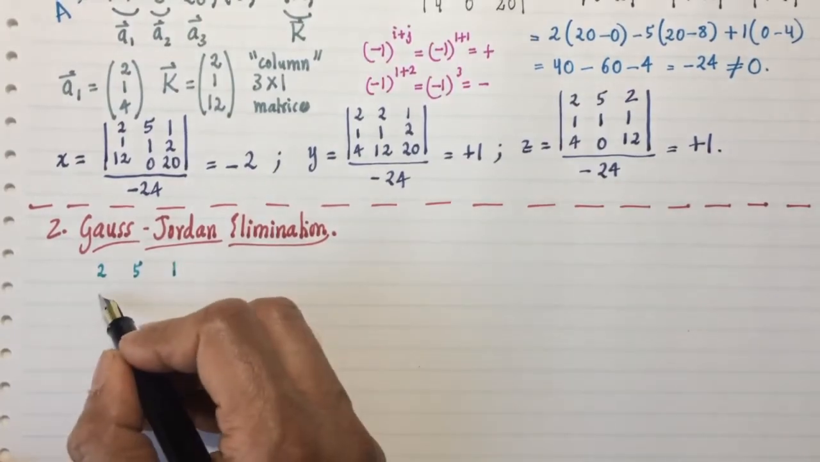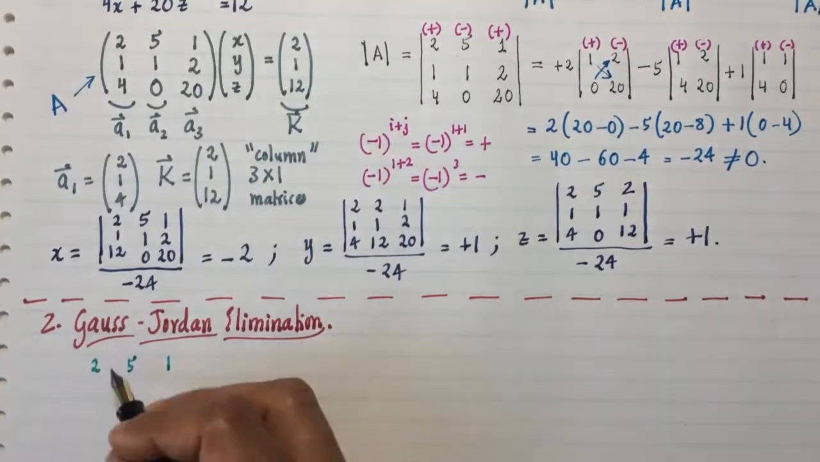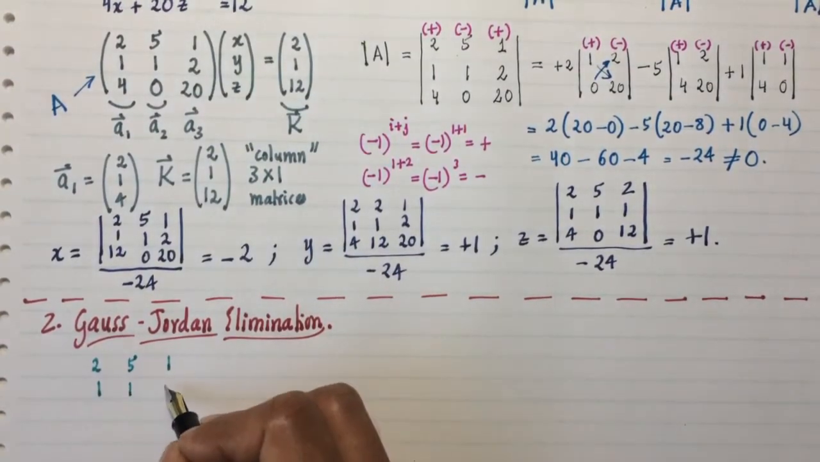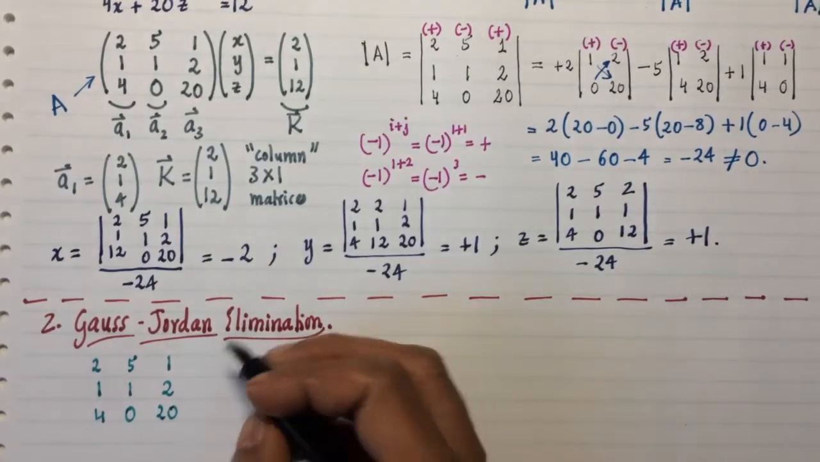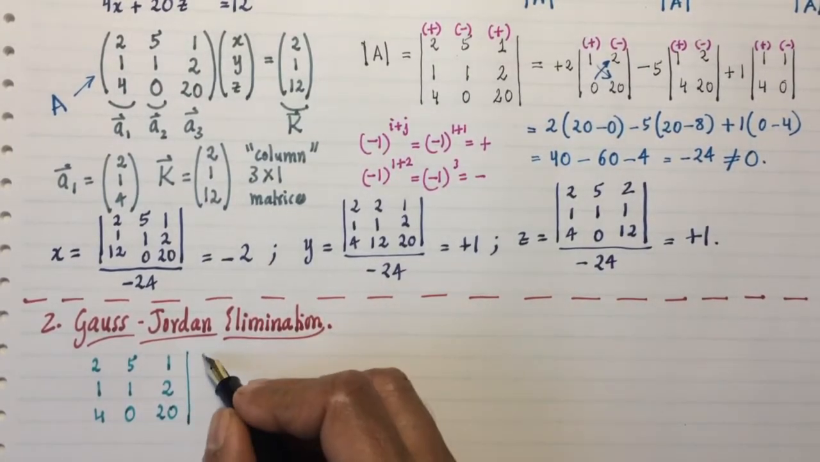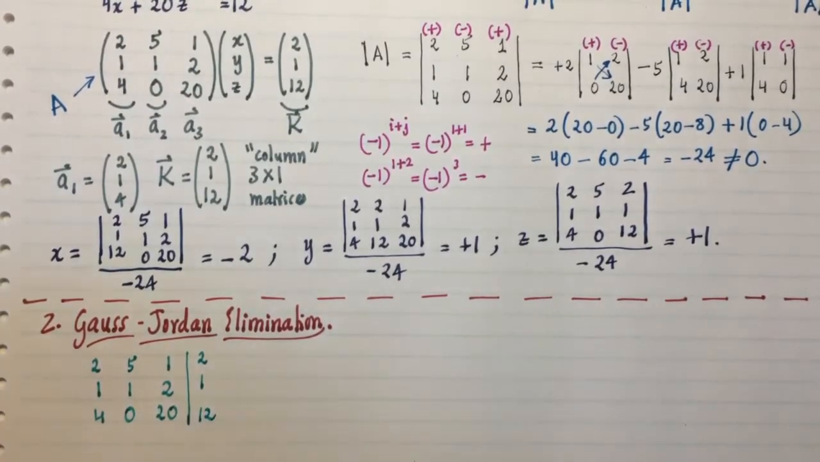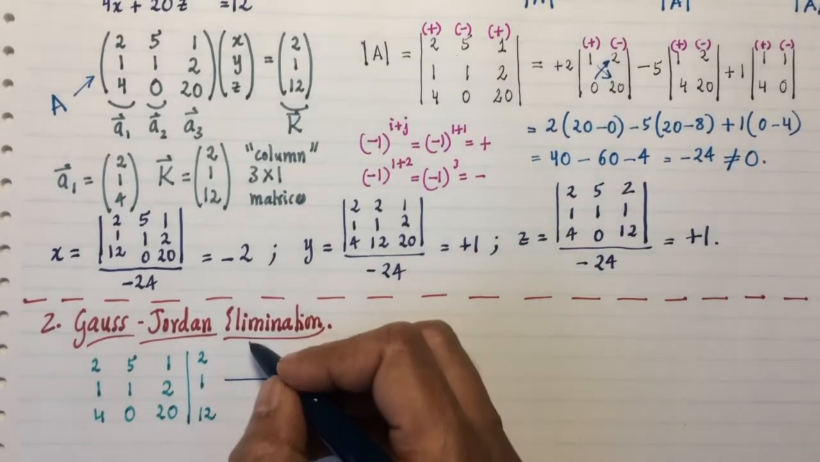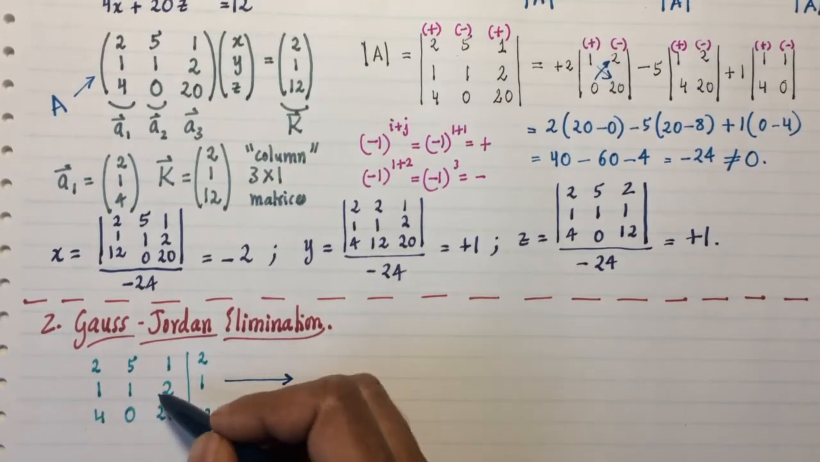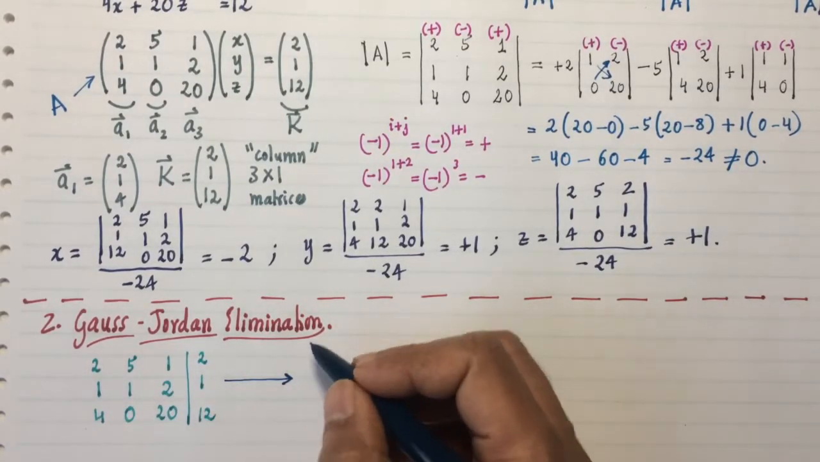So you write it as 251. Remember, this is the system, 251, 112, 4020. And the coefficient matrix you write on the right side, 2112. Now what we're going to do is perform what are called row reduction operations. The purpose of these operations is to get most of the entries to be zero, except for the diagonal. And then we have solved our problem, as you'll find out.